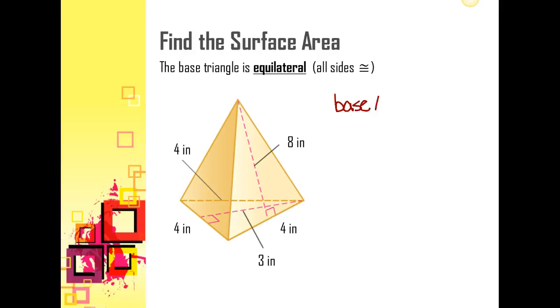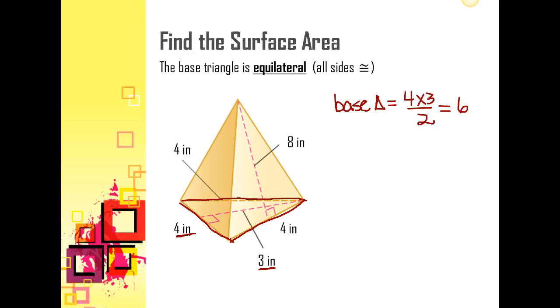The first thing we can do is find the area of the triangular base. We can see that it has a base of 4 and a height of 3. The area of the triangular base is 4 times 3 divided by 2, or 6 inches squared.